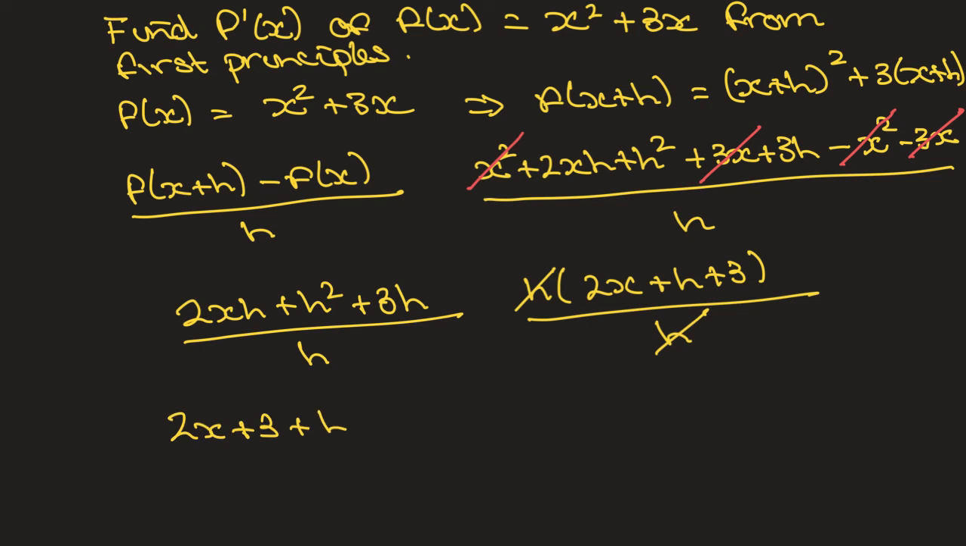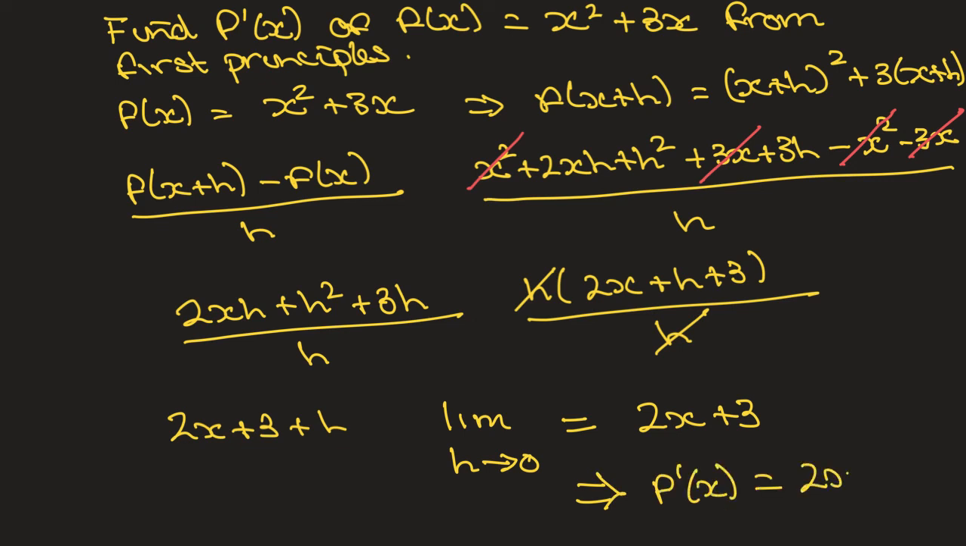We now take the limit as h tends to 0, so the limit as h tends to 0 equals 2x plus 3. Therefore, f dash of x is equal to 2x plus 3. The differential of x squared plus 3x is equal to 2x plus 3.